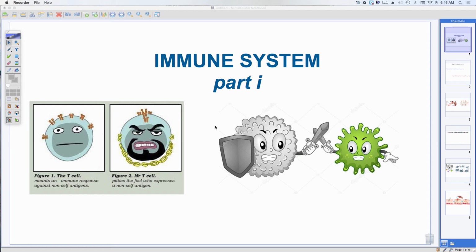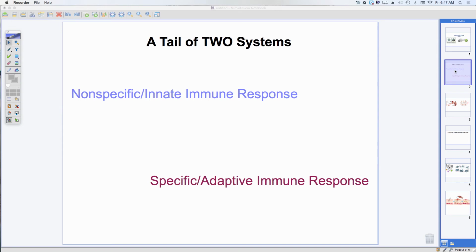Good morning. Today I'm going to do a quick lecture on the immune system, and I'm going to divide our immune system studies into two separate lectures because there are two aspects or two categories of your immune response. There is the non-specific or innate immune response and the specific or adaptive response, and they are different to such a great degree that I think it'll be beneficial for you to think of them as two separate systems.